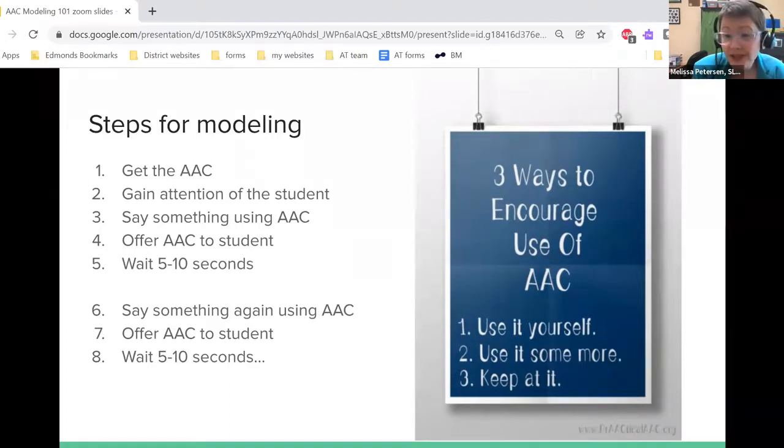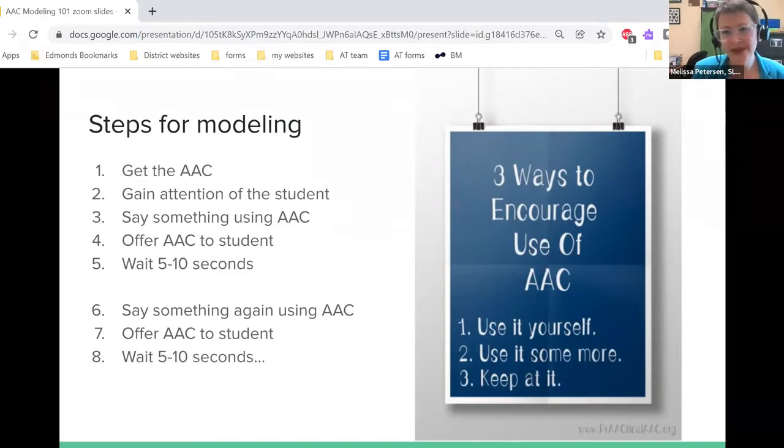And if they say something, that's great. And if they don't, that's totally fine. The most important thing is that we are saying stuff to them and then just seeing if they'll say anything back. And then you just repeat that. You say something again using AAC. You give them a chance to respond if they want. You wait, and rinse and repeat.